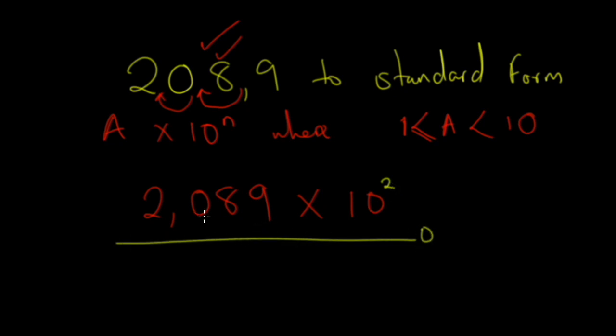So you get 2.089 times 10 to the power 2. If you punch this in your calculator and get it in normal form, you get 208.9. So we haven't changed the number, we just changed how we represent the number.